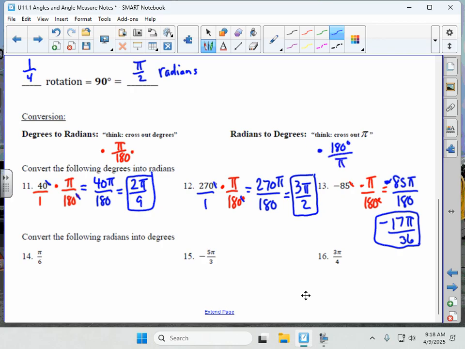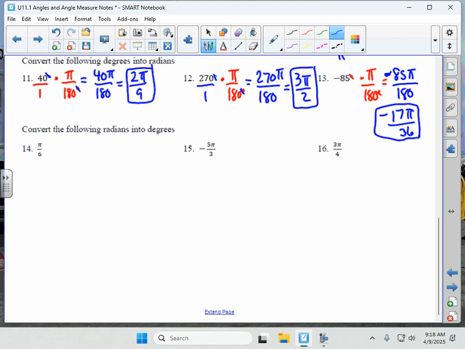If you ever get stuck on what you should multiply, it's either pi over 180 or 180 over pi. What you want to think of is when you cross cancel, either the pi's have to cancel out if you have a pi in the numerator, or the degree symbols have to cross out if you have a degree to start with. So here we want to multiply by 180 over pi because we're trying to cross the pi's out.